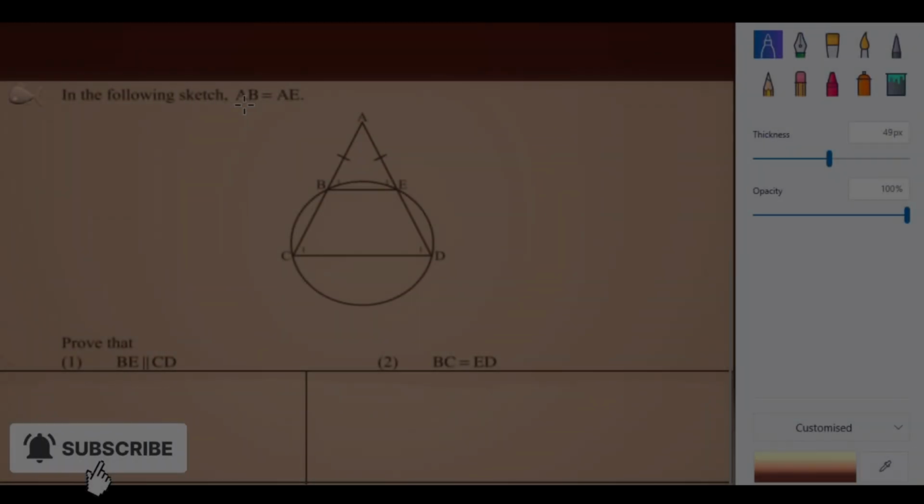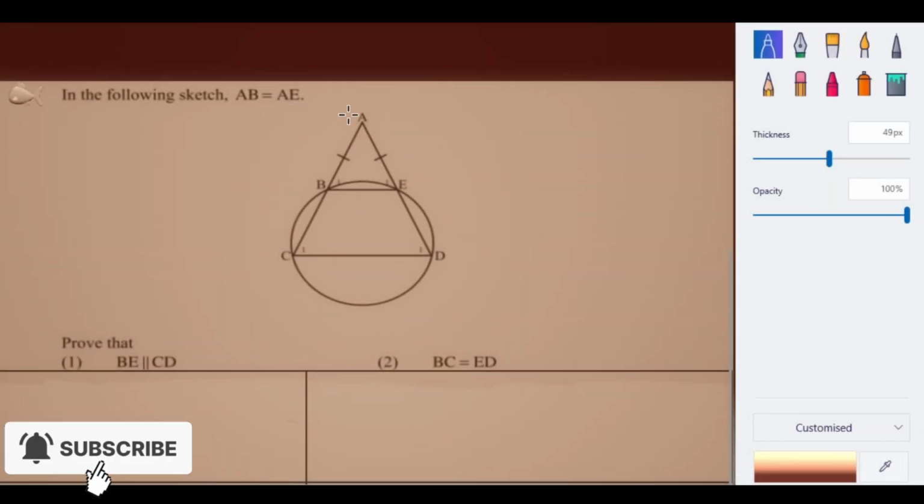In the following sketch, AB is equal to AE. All right, AB is equal to AE. We are given this information that these lines are equal to each other. And then the first question: prove that BE is parallel to CD.